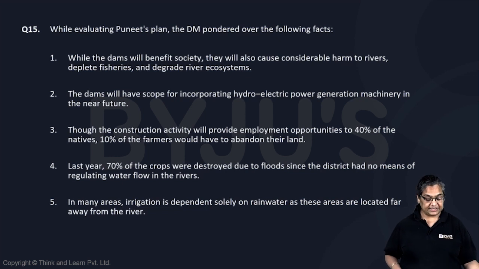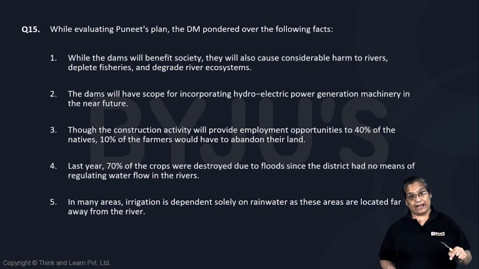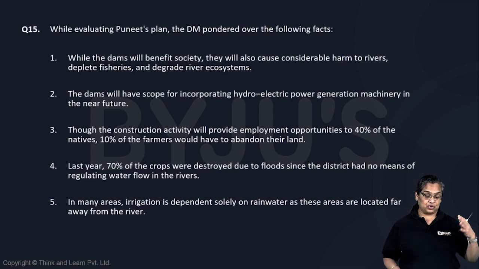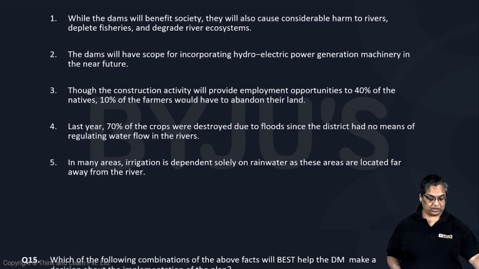In many areas, irrigation is dependent solely on rainwater as these areas are located far away from the river. So if you have a dam, then irrigation will be there throughout the year. So all these are the factors he thought about.